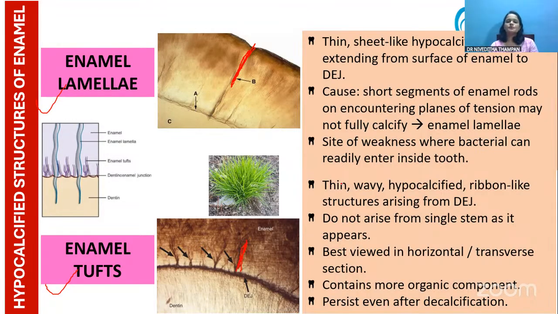Okay, so these are areas of weakness where bacteria can easily enter inside the tooth through the enamel lamellae. Enamel tuft will look like a tuft of grass like this. They are also hypocalcified ribbon-like structures. And even after decalcifying sections, we can see this enamel tuft.